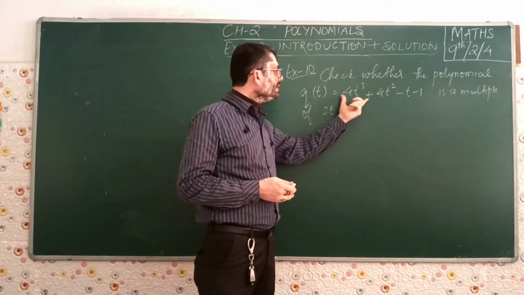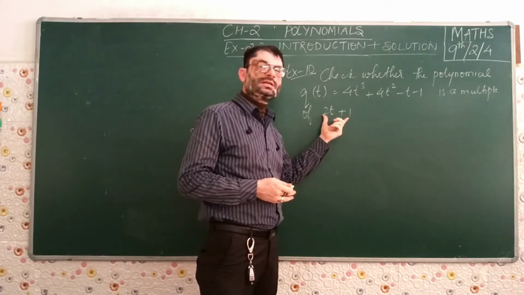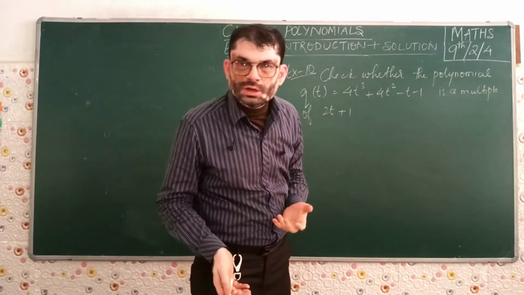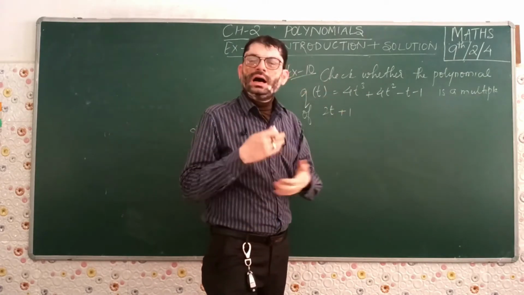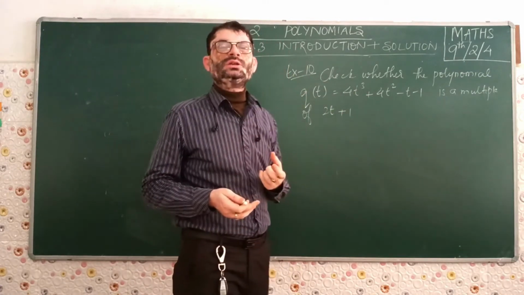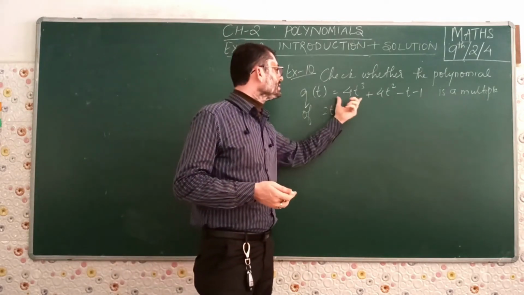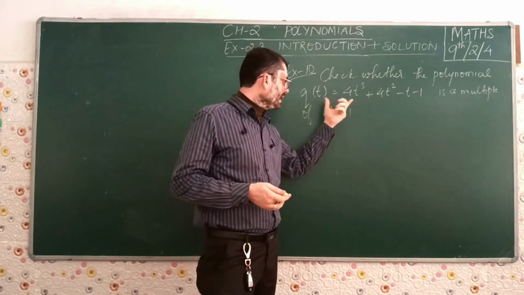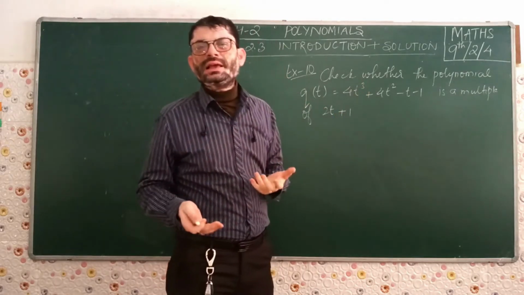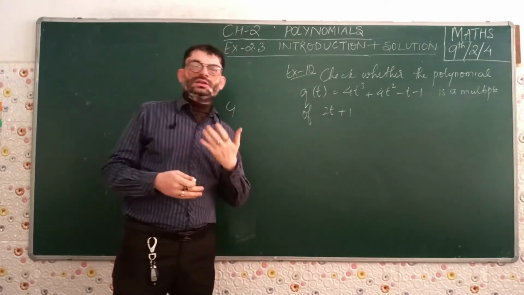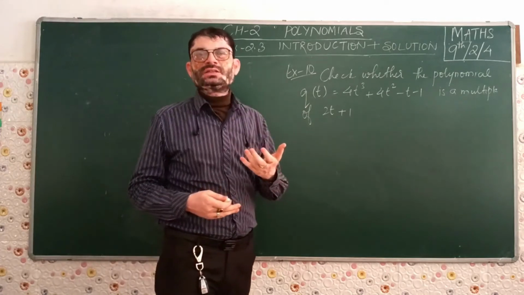That means when Q of t is divided by 2t plus 1, if the remainder is 0, then we can say that this is a multiple of this. In other words, the word that is many times used here is factor. Prove that this is a factor of this. That means 2t plus 1 is a factor of Q of t. It is the same. You can say factor, you can say multiple, everything is the same if the remainder is 0.